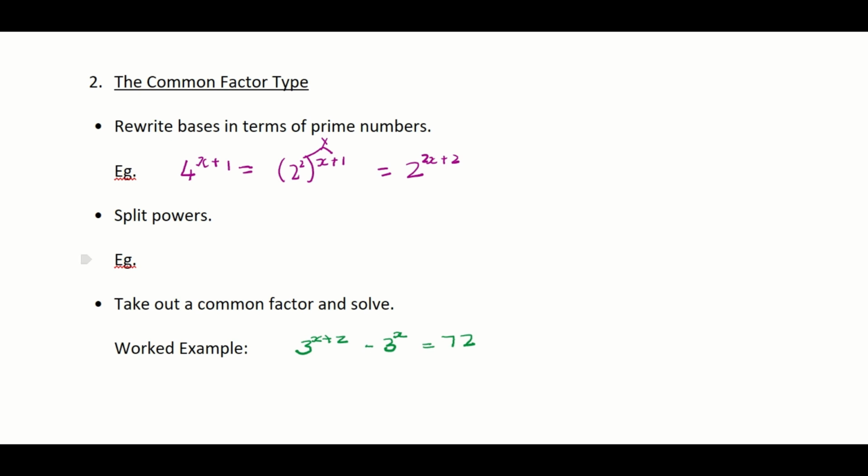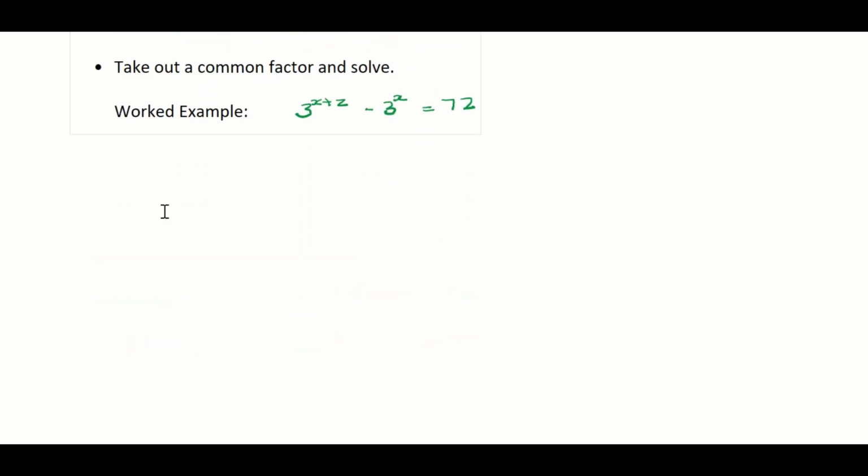The next step is to split powers, and how we do this is if you had, for example, 2 to the power of 2x plus 2, we split it into 2 to the power of 2x times 2 to the power of 2. Then the third step is to take out a common factor and solve. So here's an example that I'm going to work out for you. We've got 3 to the power of x plus 2 minus 3 to the power of x is equal to 72.